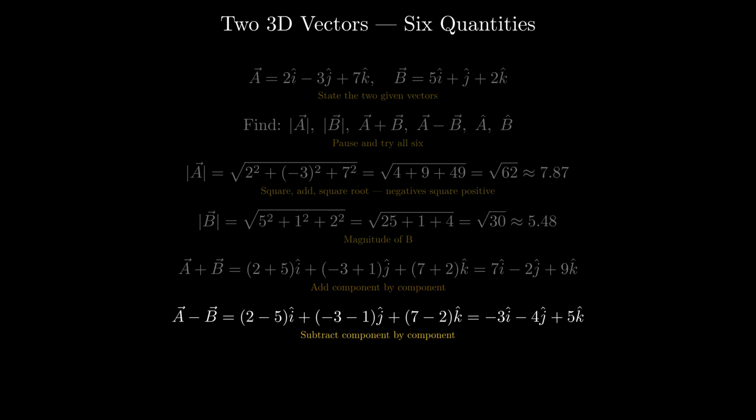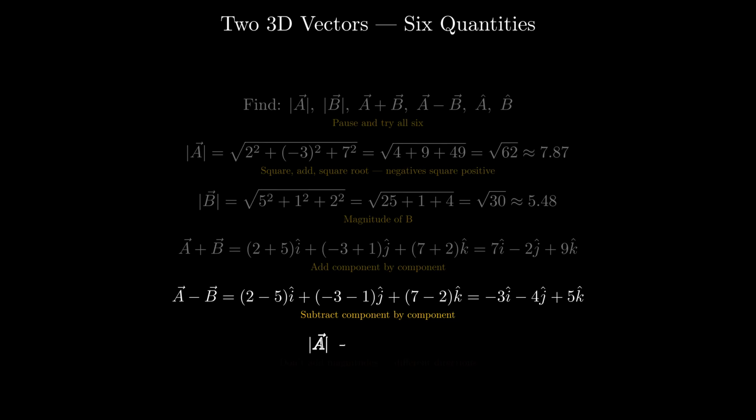For the difference, subtract component by component. 2 minus 5 is negative 3. Negative 3 minus 1 is negative 4. 7 minus 2 is 5. So the difference is negative 3i hat minus 4j hat plus 5k hat.